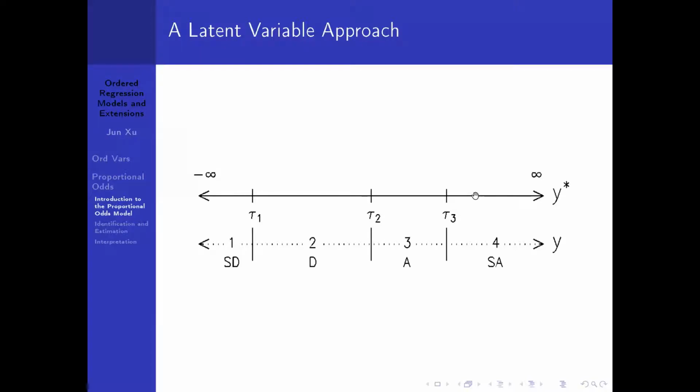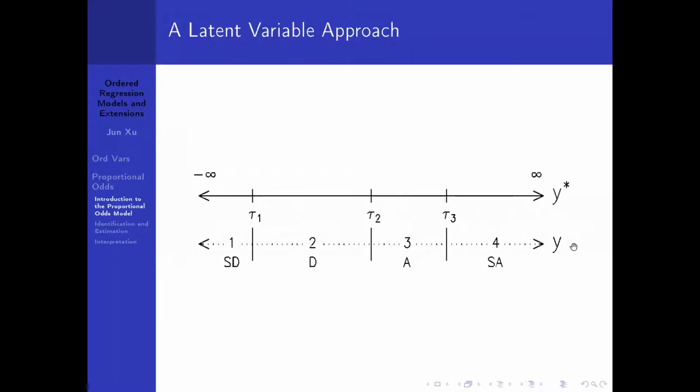Proportional odds model. As I just talked about previously, we can use the latent variable approach again to derive the proportional odds model, or this most popular ordinal regression model. So let's say we have this ordinal response variable, right? That's measured on a 4-point scale from 1 to 4, right? 1 denotes strongly disagree, 2 is disagree, 3 is agree, and 4 is strongly agree.